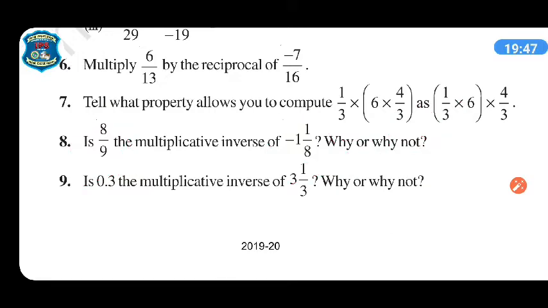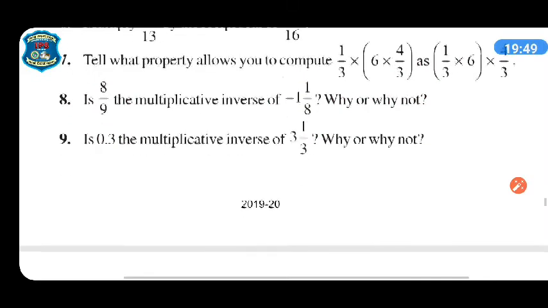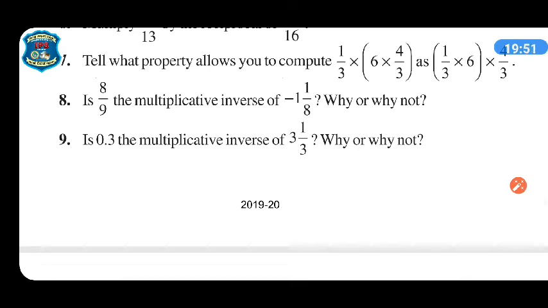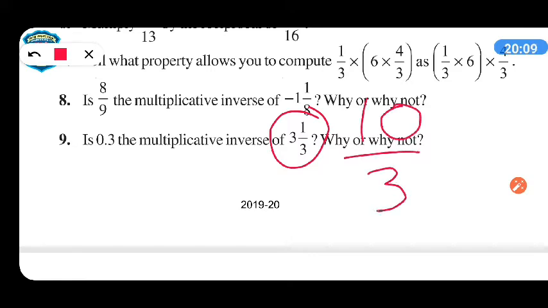See the next question. 9th. Is 0.3 the multiplicative inverse of 3 whole 1 upon 3? See, 3 whole 1 upon 3. What is this number? 3 into 3 is 9. 9 plus 1 is 10. Actually, this number is 10 upon 3. Right? It is what? 10 upon 3.